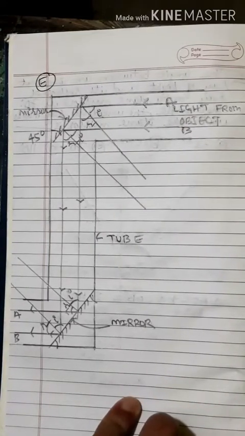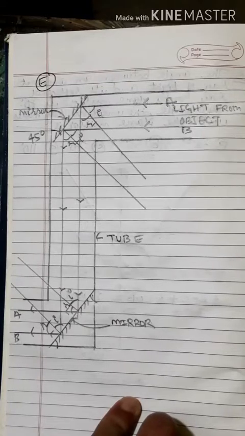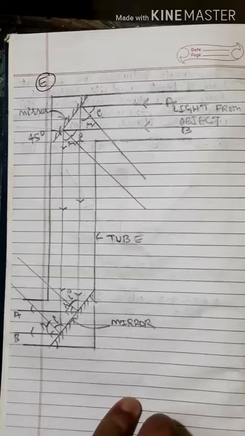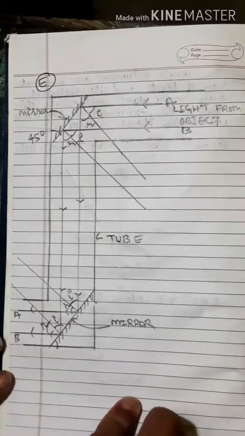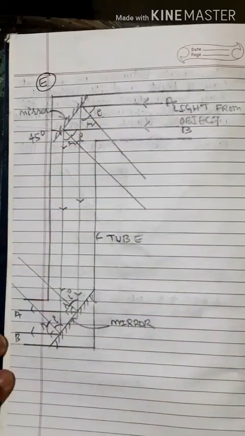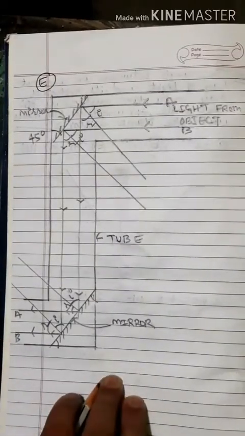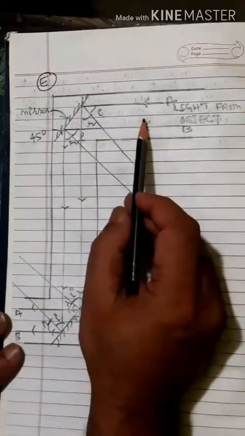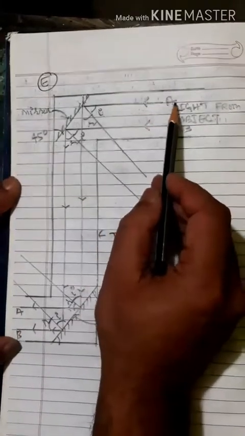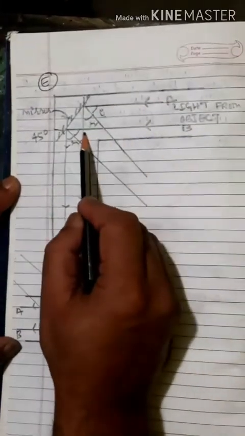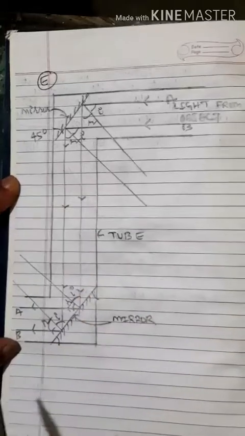Question E. Look at the pictures below and draw the path of the reflected ray by applying the laws of reflection. So this is the figure of a periscope. Now we have to complete the ray diagram. The ray diagram in the question is just given till here, only this part. We need to complete the diagram.